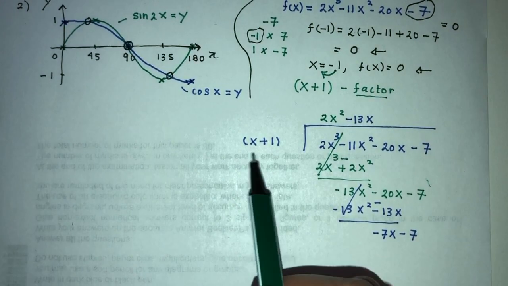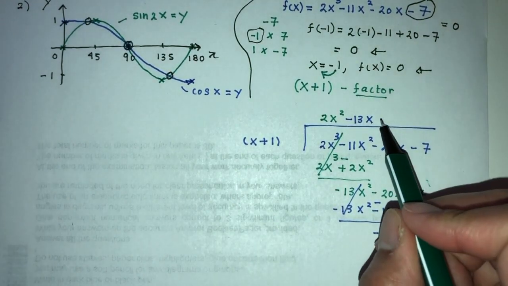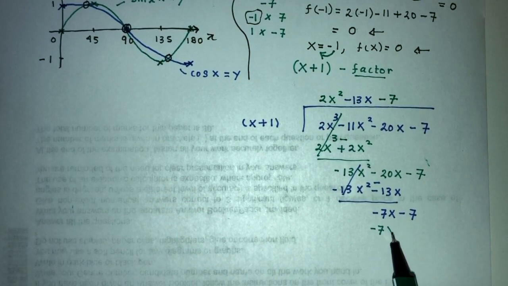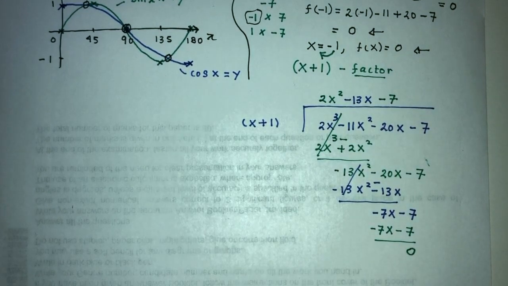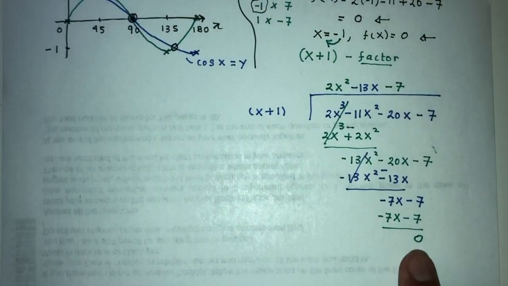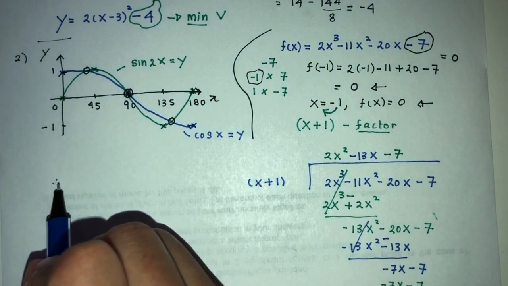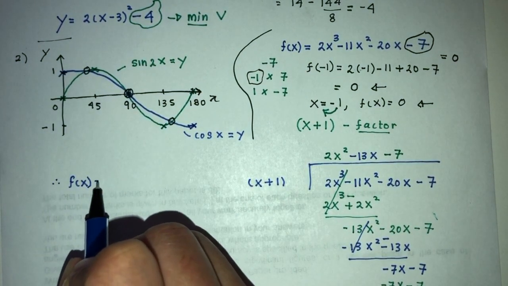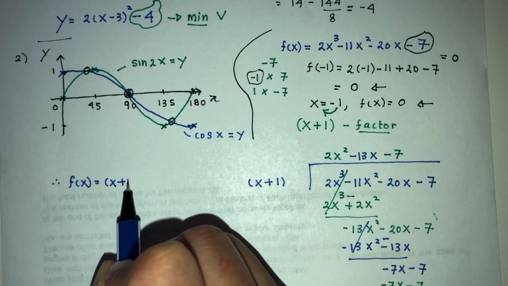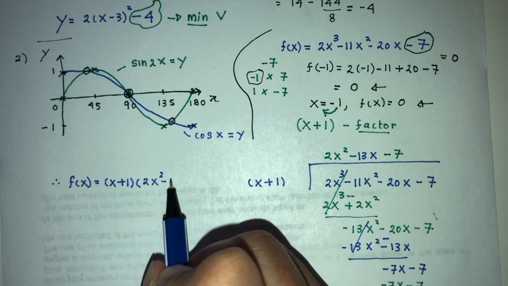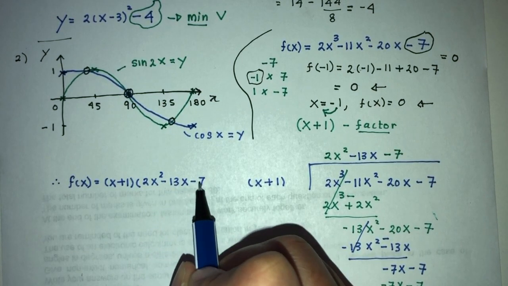Now how can you make x become minus 7? Have to multiply by minus 7, right? So you will have minus 7x minus 7, and that should always give you 0 for this long division because it is a factor. So when you have a factor, long division will always give you 0 here. So now because we have done this, we can realize that f of x can also be written as x plus 1 multiplied by this one, 2x squared minus 13x minus 7.